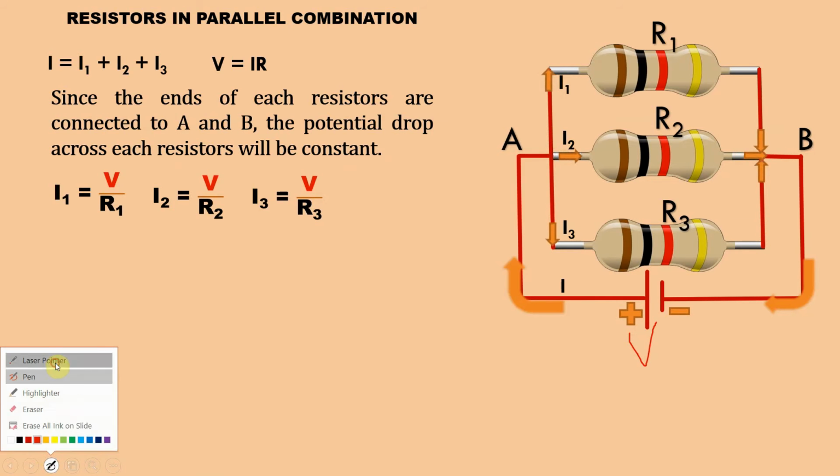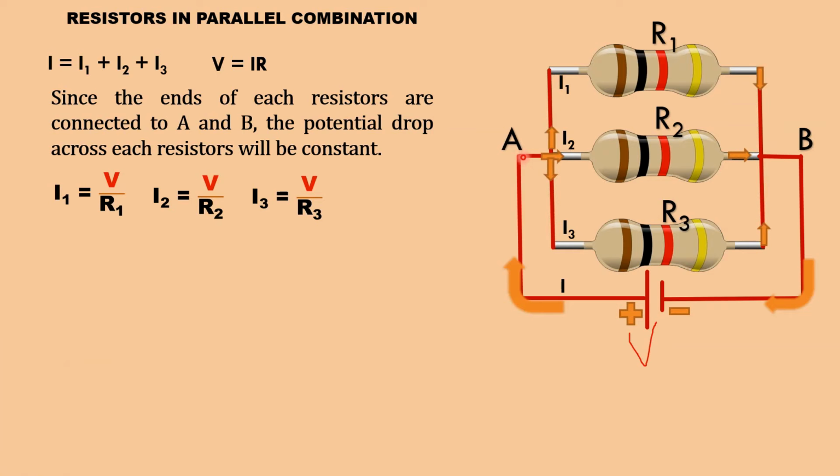should be a constant, because the positive ends are connected to A, and all the left ends of the resistors are connected to the same point A, and the negative end is connected to B, and all the right ends are connected to B. Therefore this point A and this point B are at the same potential V. Therefore the voltage drop across each resistor will be a constant. So V is a constant in this case.